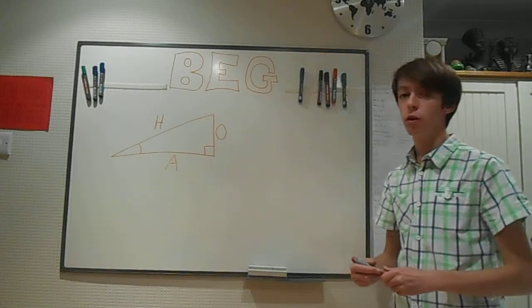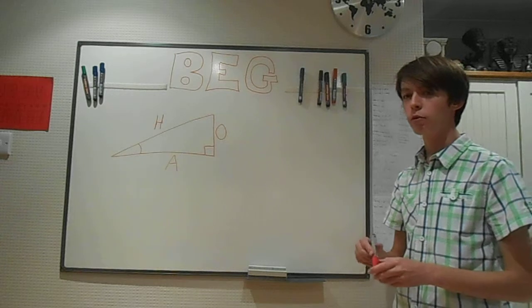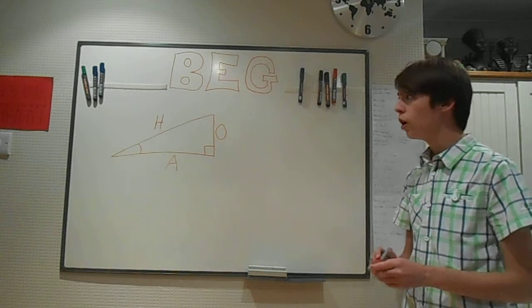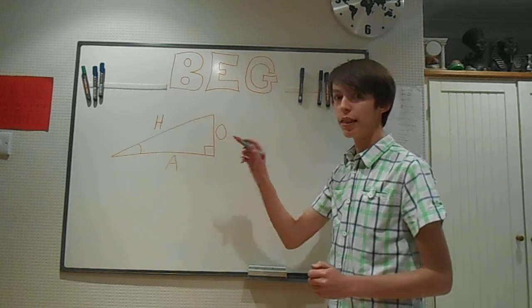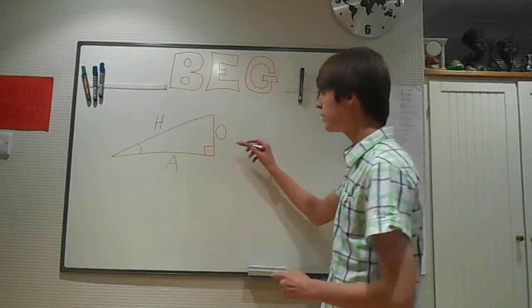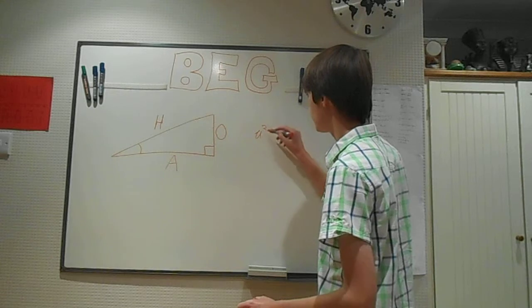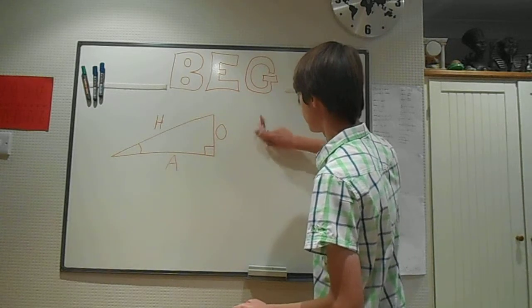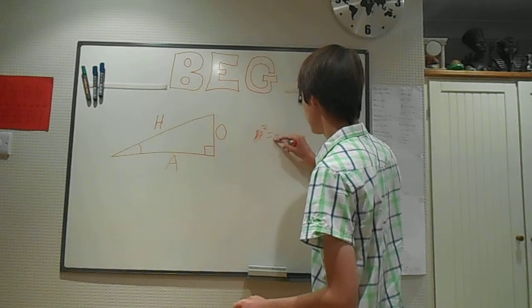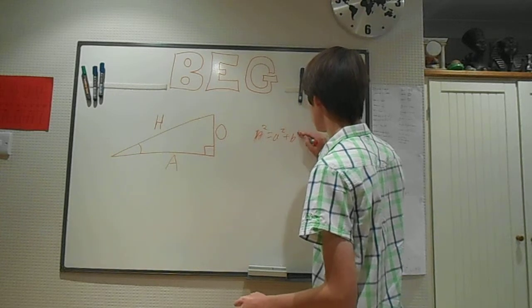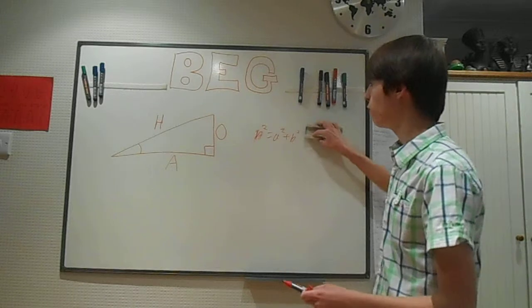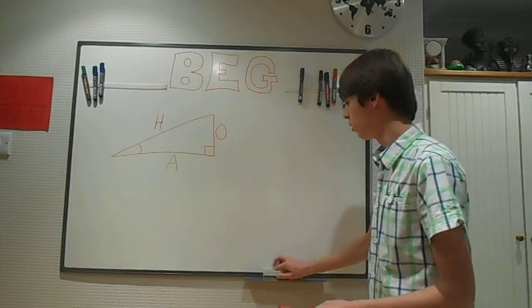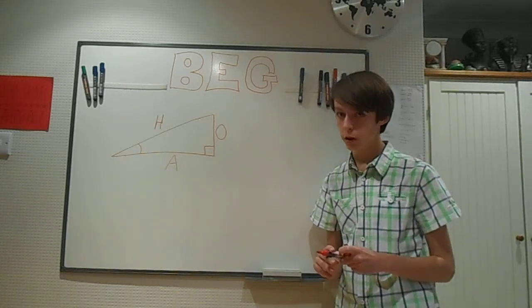Okay, so in the last trigonometry video we learned about how right angle triangles work, okay? And what we learned is Pythagoras' theorem, that h squared equals a squared plus b squared, where h is the longest side, okay? And now we're going to develop that a bit further using something called trigonometry.